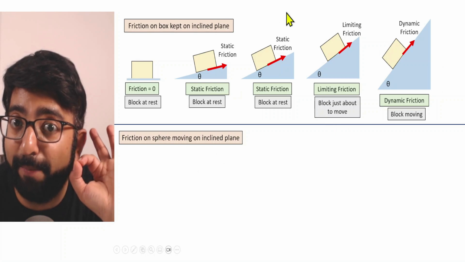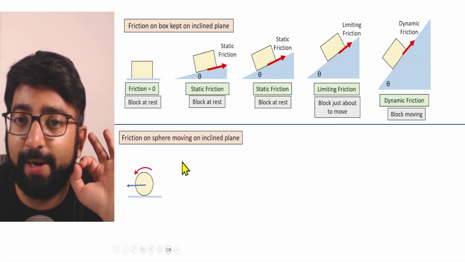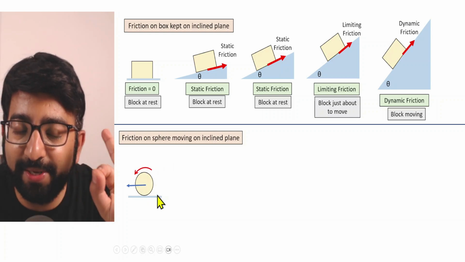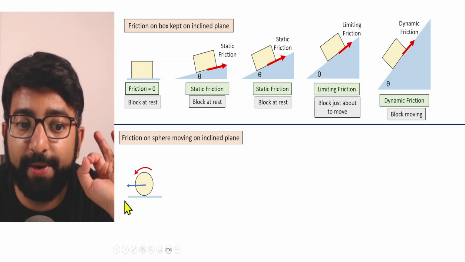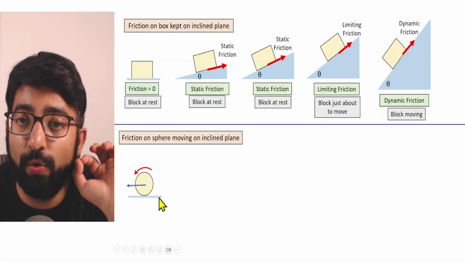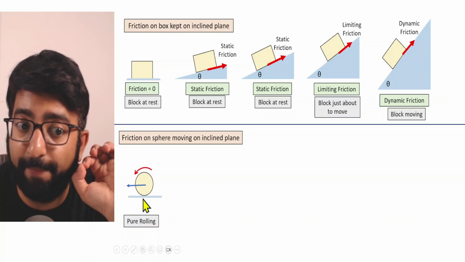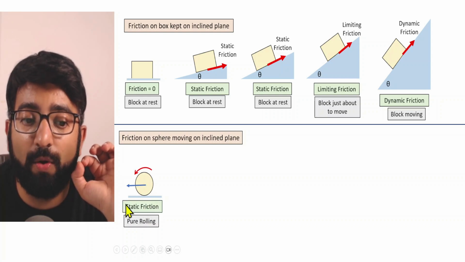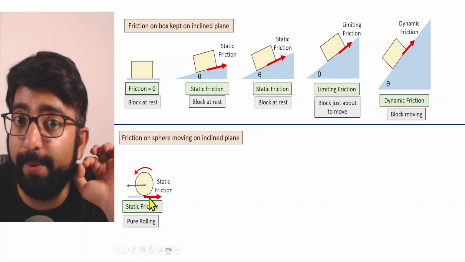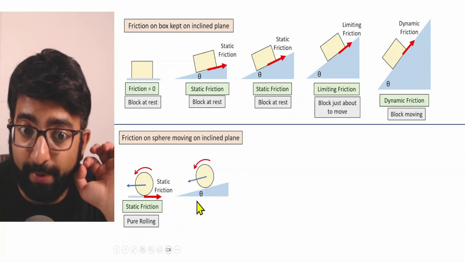Now, let us repeat the same analysis for a sphere or a wheel which is rolling on a rough inclined plane. We start with the simplest situation where the ball is rolling on a rough horizontal surface. And assume, let's say, the wheel is rolling without slipping, which is pure rolling. And since the wheel is not slipping on the surface, the friction acting on it will be static and the direction will be backwards.